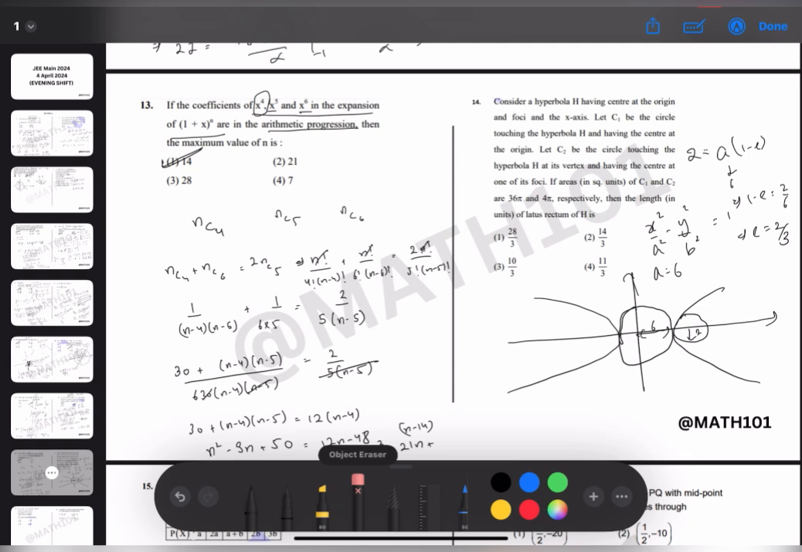No, I made a mistake here. Eccentricity of a hyperbola is greater than 1. Not 1 minus e, but e minus 1. A is 6. So 2 by 6 equals e minus 1. E equals 4 by 3.